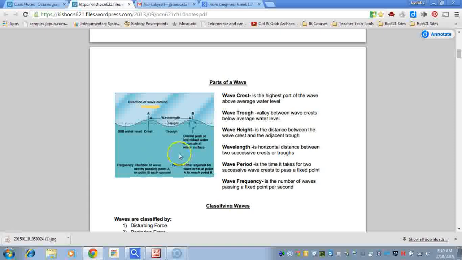Okay, it's the amount of time that it takes, if I was watching this point right here, for this point to pass me and this point. So the amount of time basically for two successive crests to pass where you're at. So the amount of time for it to move a full wavelength, you could think of it that way too.